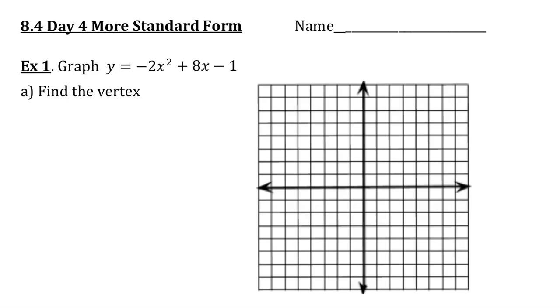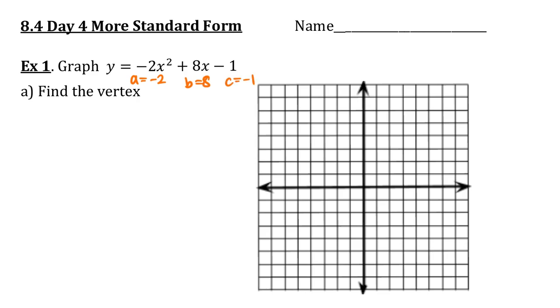8.4 day 4, we're going to continue graphing in standard form. So just like yesterday, we're going to find the vertex first. To find the vertex, we're going to identify A, B, and C. You don't have to write it on your paper unless it's useful for you to write it. Since it's y equals negative 2x squared, A is negative 2, B is positive 8, C is negative 1.